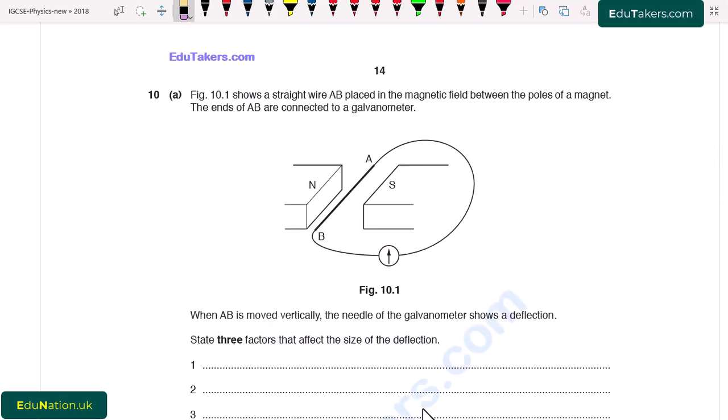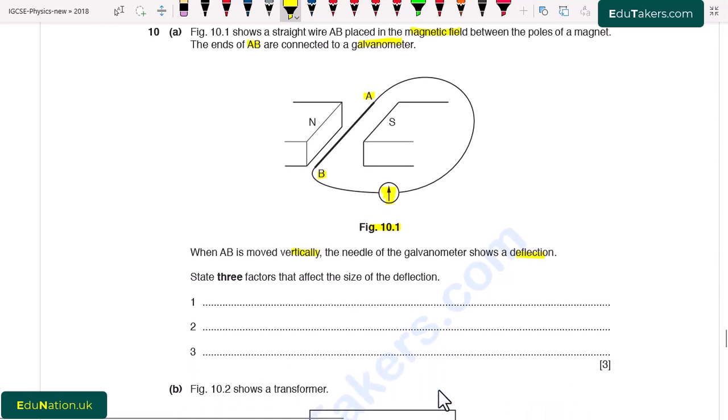Question number 10 part A. Figure 10.1 shows a straight wire AB placed in a magnetic field between the poles of the magnet. The ends of AB, that is the wire, are connected to a galvanometer. So here in figure 10.1 we can see that it's a wire represented by AB and this wire is connected with the galvanometer that is here. When AB is moved vertically, the needle of the galvanometer shows a deflection. State 3 factors that affect the size of deflection.